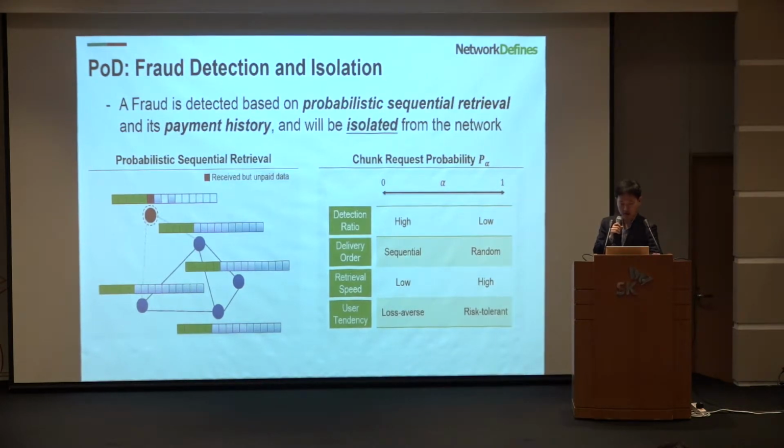As I said earlier, each sender can set its strategy, which is implemented by a parameter alpha. So alpha can be set from 0 to 1. If a sender sets alpha near 1, then the detection ratio will be low, but the delivery performance will be high. Alternatively, if a sender sets alpha near 0, then the detection ratio will be high, but the speed will be low. So a loss-averse peer or risk-tolerant peer can choose different alpha values.